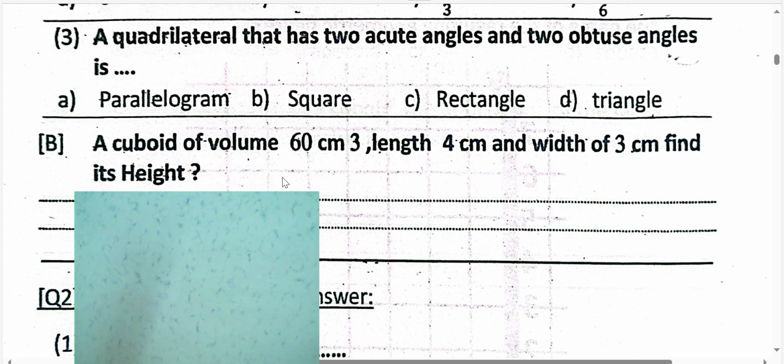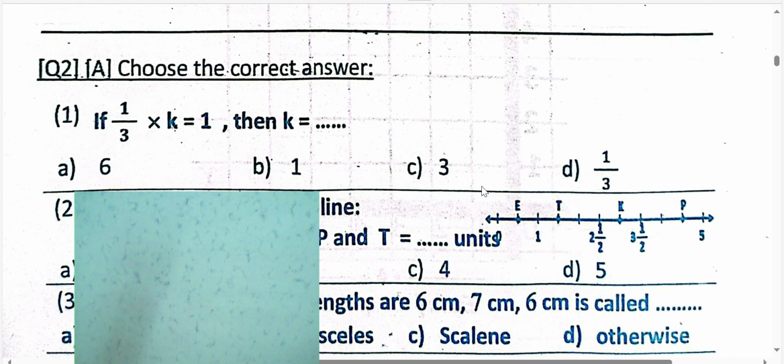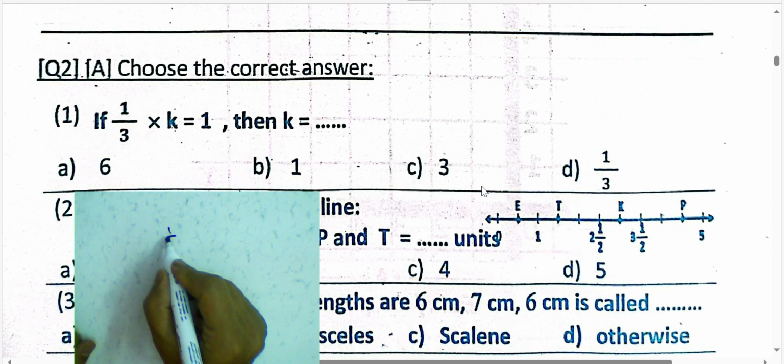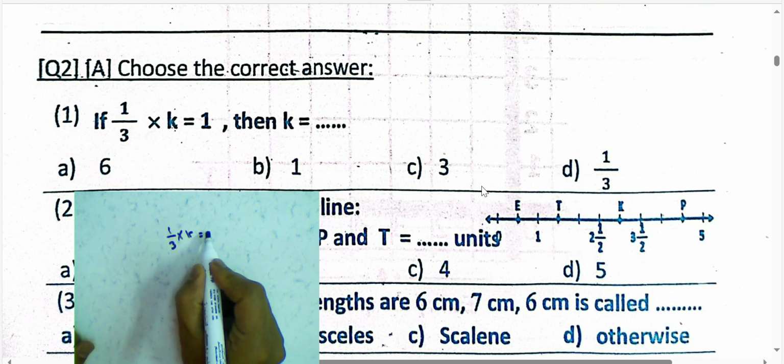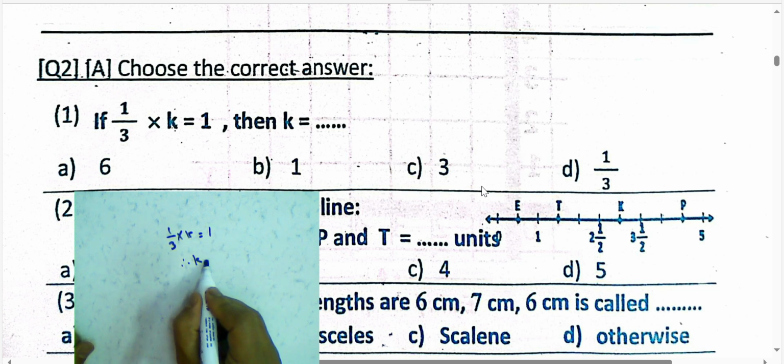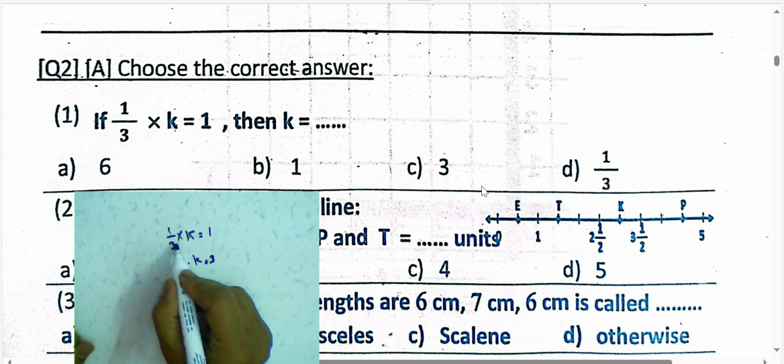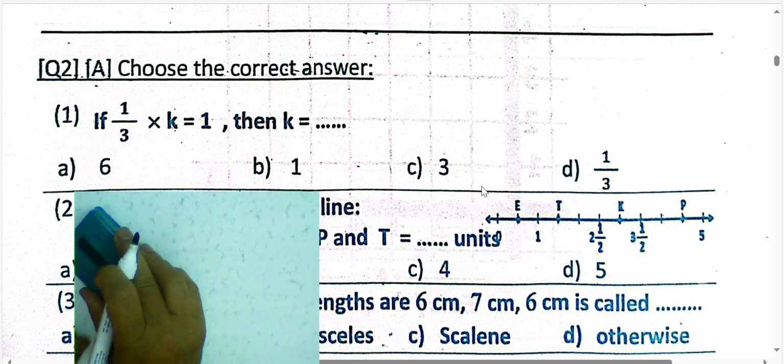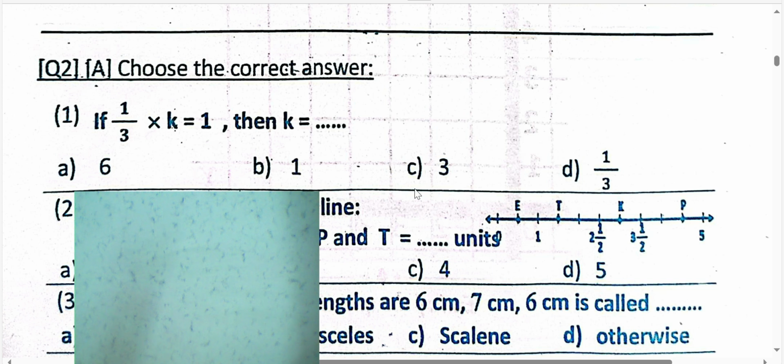The height equals 60 divided by the product of 4 and 3. 3 times 4 is 12. 60 divided by 12 equals 5 centimeters. Next question, choose the answer. A third times k equals 1. Then the value of k will be 3, because k is the reciprocal of a third. k equals 3. 3 times a third equals 1.